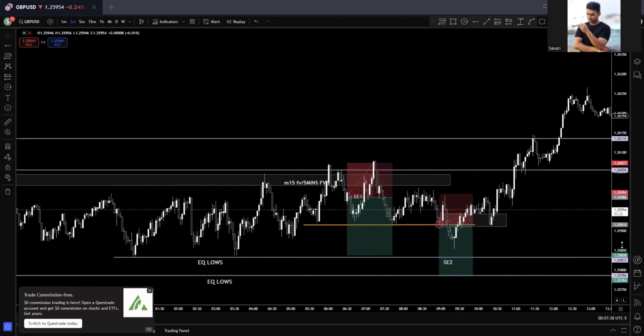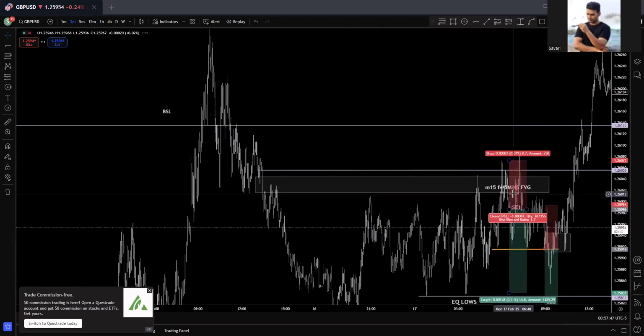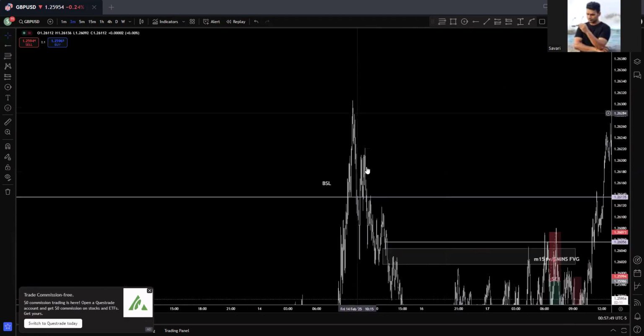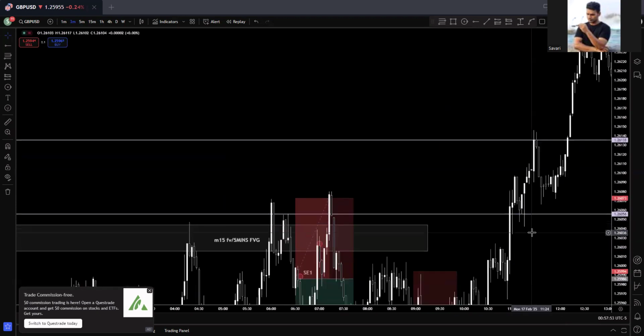If you see this, it's obvious, right? Internal getting swept. There is no structure shift. There is no displacement yet. If any candle closes above this, then probably the draw on liquidity is going to be higher. This might be the lowest liquidity run. That's exactly what happened today.